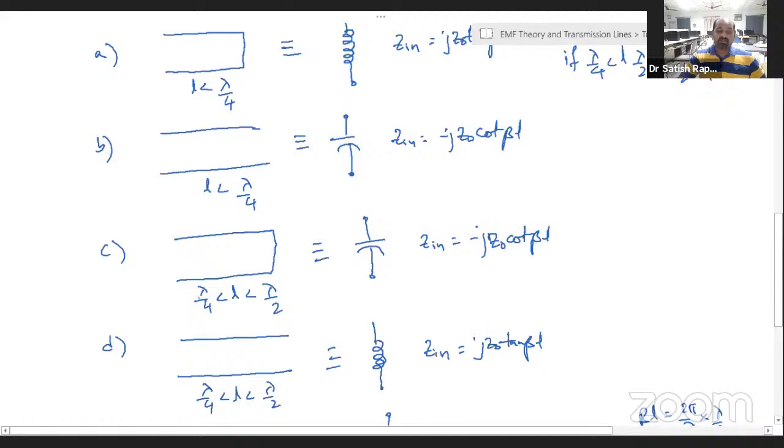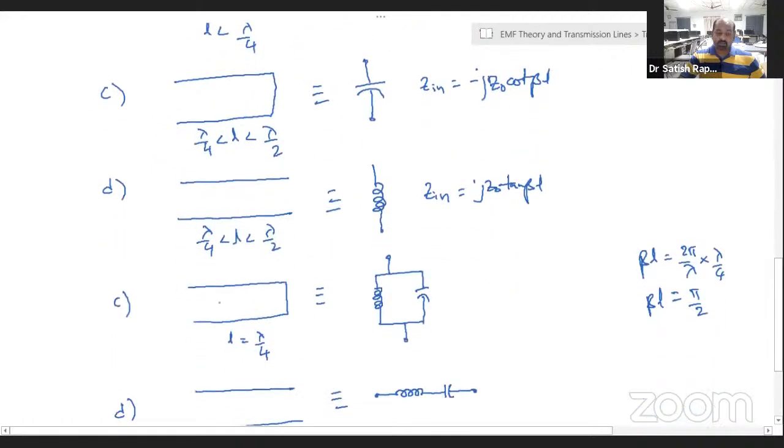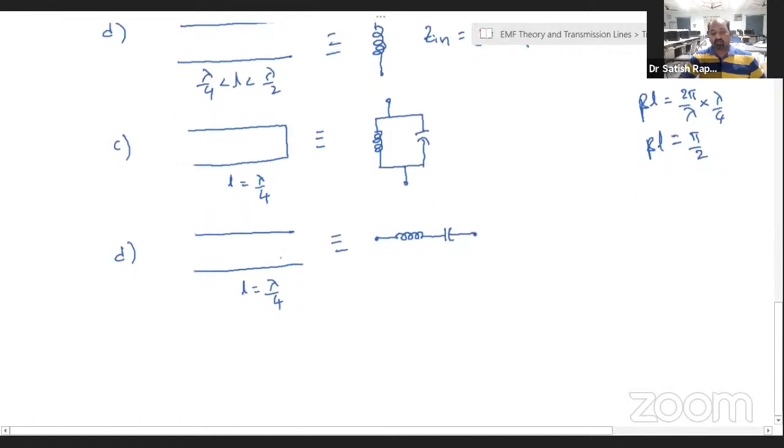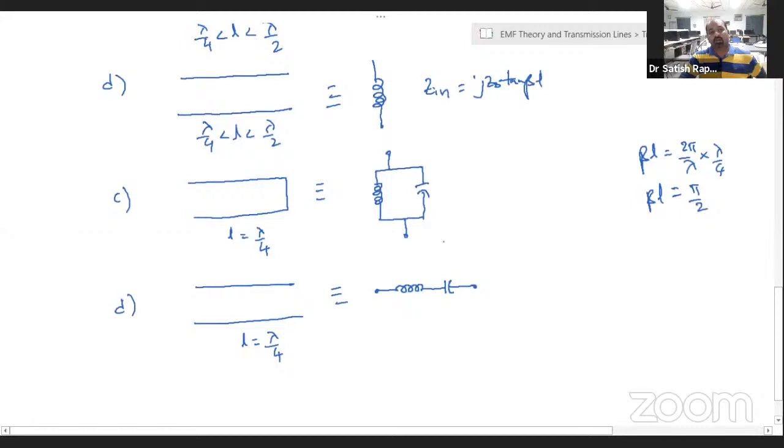And if L is in between lambda by 4 and lambda by 2, what is the circuit element? Capacitance. And similarly for open circuited transmission line, it is inductance. And if L is equal to lambda by 4, for short circuited transmission line, it is the parallel combination of inductance and capacitance. And for open circuited transmission line, it is the series combination of inductance and capacitance, right?